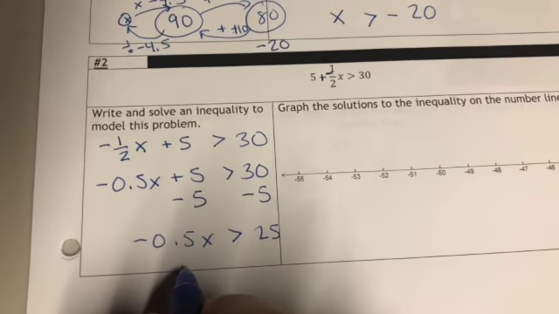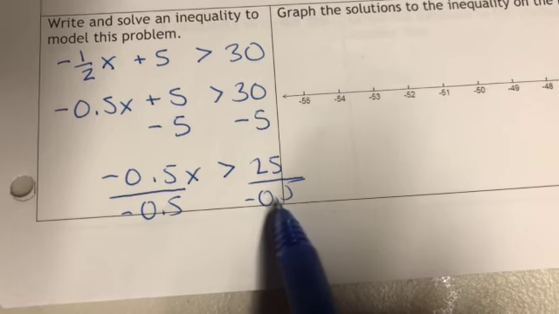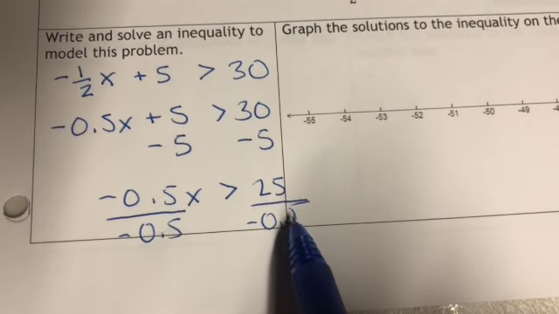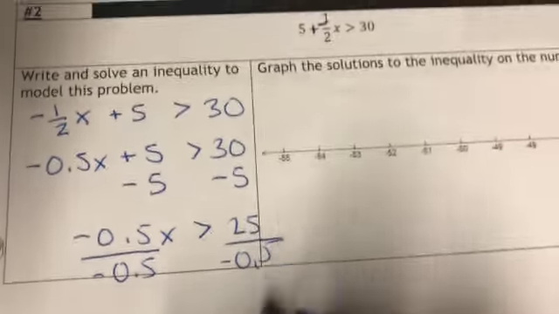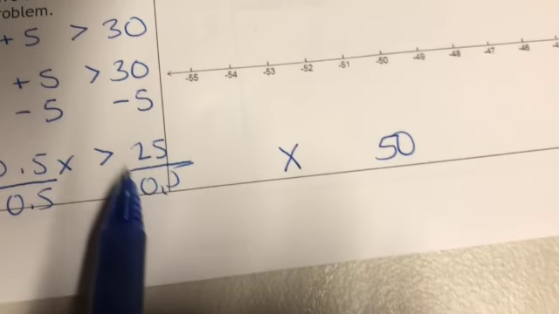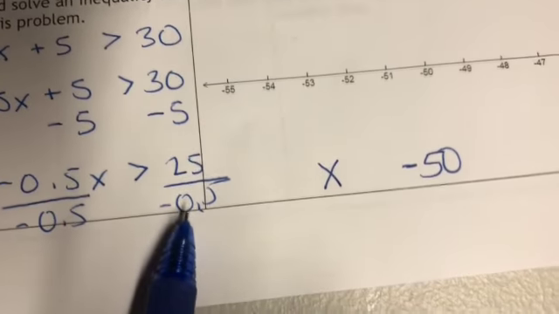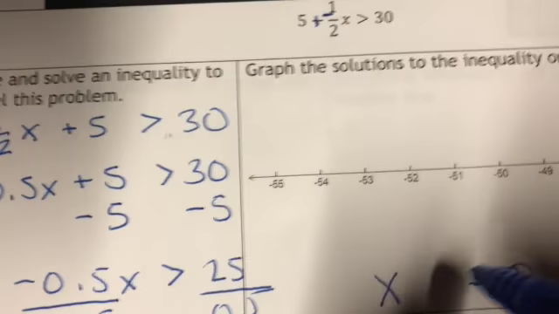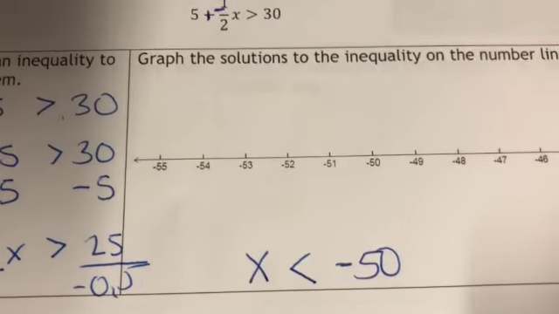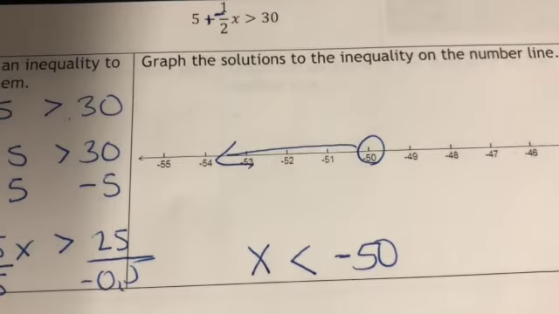And now we're going to divide by negative 5/10 on both sides. So we have 25 divided by negative 1/2. So we're really saying how many times a half goes into 25. So it goes in 50 times. It would be a negative 50 because we have a positive divided by a negative. And then because we divided by a negative number, this symbol has to be flipped. So we have an open dot at negative 50, and we shade in everything that's less than that.